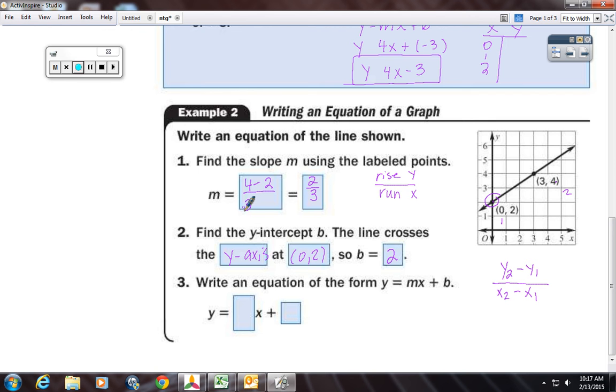Guess what 4 minus 2 is? 2. And 3 minus 0? 3. So there are 2 different ways to find the slope. If you have the graph, the easiest way is to count the rise, how many times you rise, 1, 2, and how many times you run, 1, 2, 3. 2 over 3. If you don't have the graph and all you have are the ordered pairs, you do this.